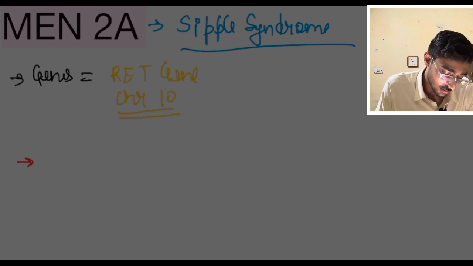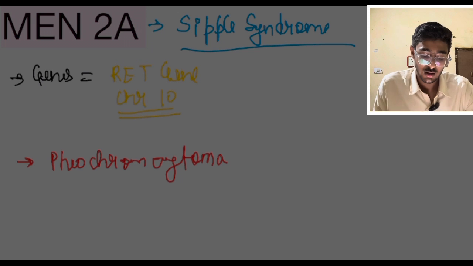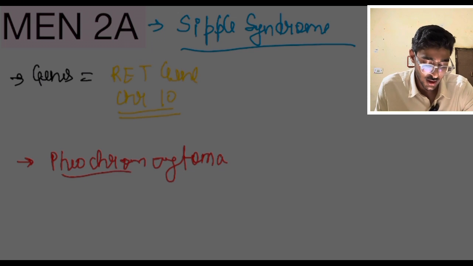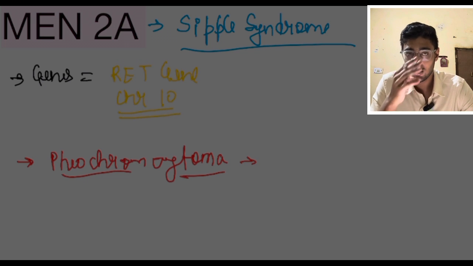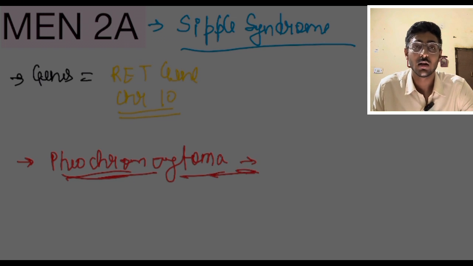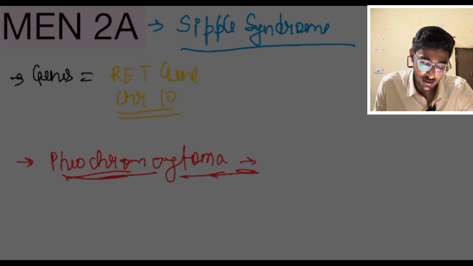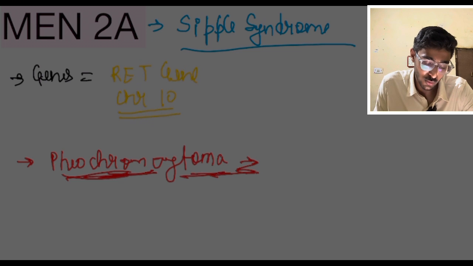Okay, first of all, it's pheochromocytoma. What is pheochromocytoma? It is the tumor of adrenal medulla. As we all know, catecholamines are secreted by adrenal medulla. So norepinephrine and epinephrine are the catecholamines which are secreted by adrenal medulla. And pheochromocytoma is the tumor of adrenal medulla.